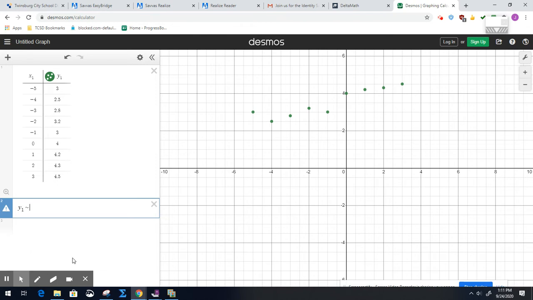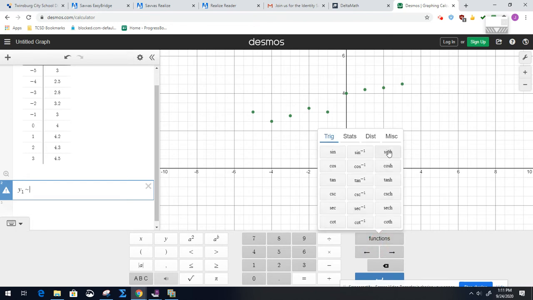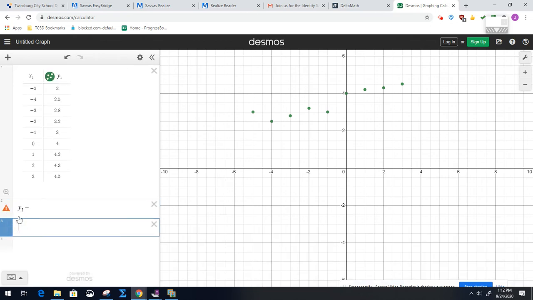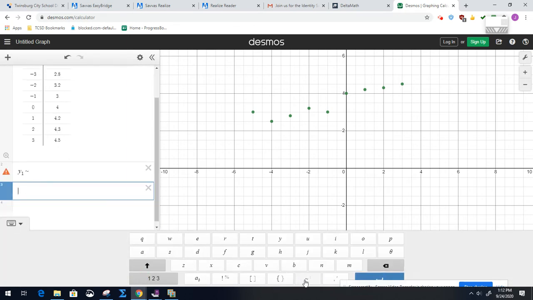Again, in Desmos, if you need to find that symbol, you can go to functions and miscellaneous. No, not miscellaneous. Let's see. Distance, stats, trig. Hold on. Oh, you've got to go to ABC. So I don't need to go to any of those. I just click the keyboard. When I click the keyboard right here, I click on ABC and the tilde is right here.